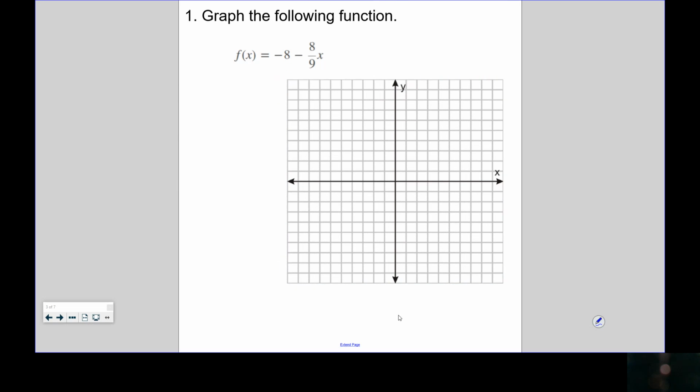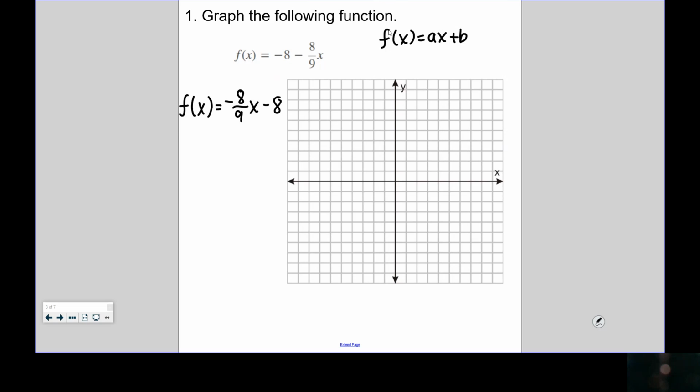All right, so here's how I'm going to graph this function. First thing you may want to do is just rearrange this so it's in that f of x equals ax plus b form. If you can graph it without doing that, that's fine. I'm just going to flip these around, so I'm going to write it as negative 8/9 x minus 8, just being careful to make sure I don't change any signs when I flip that around.